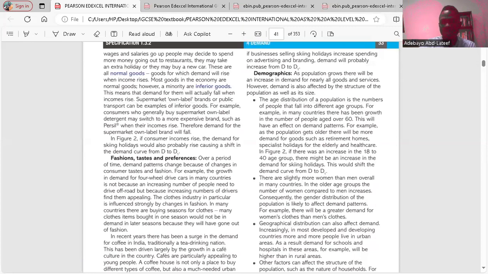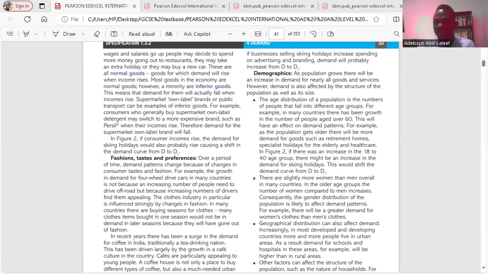So we have demographics. As population grows, there will be an increase in demand for nearly all goods and services. However, demand is also affected by the structure of the population as well as its size. When we talk about demographics, we're talking about population. It could be the size of the population or the structure of the population. When we talk about structure, we talk about the old ones, the younger ones, the middle-aged, the male, the female. And when we talk about size, how many are they? I think it's clear.